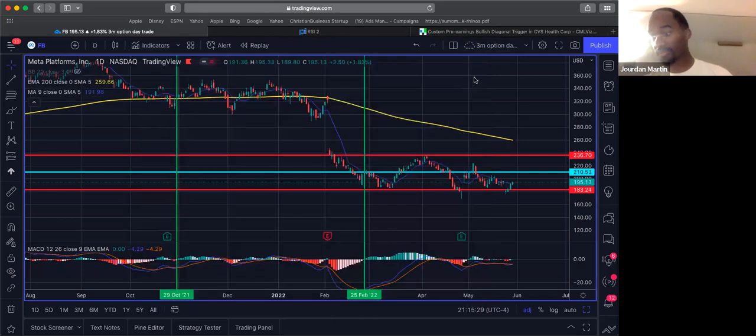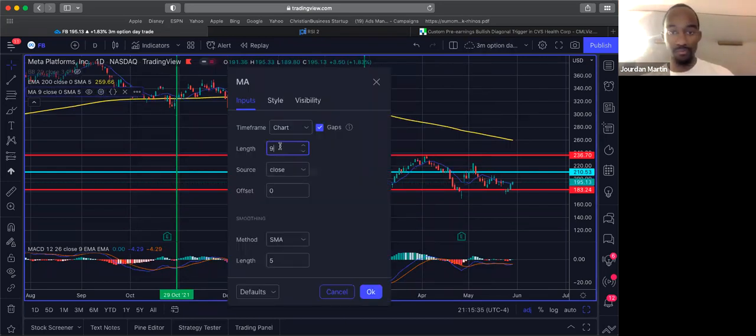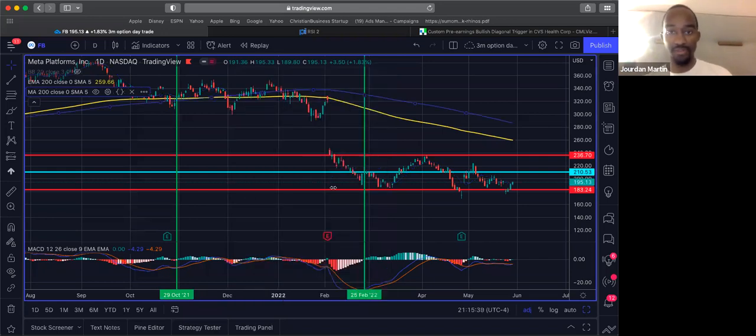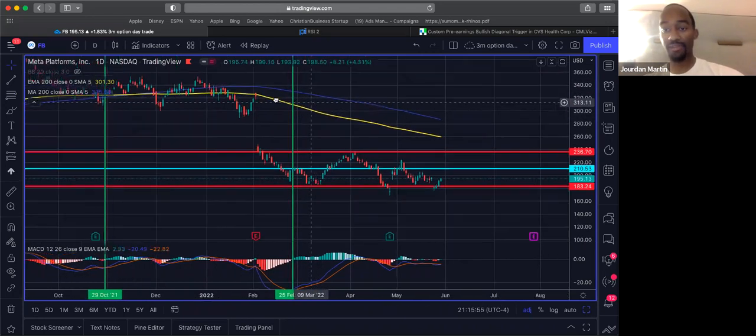just to actually show. So if we throw this, I believe this would be a 200 SMA, right? So look at that. You have the yellow line, which is the 200 EMA. You have the SMA, which is the blue line, and that's the 200 SMA, right? Completely different lines, completely different moving averages, right?